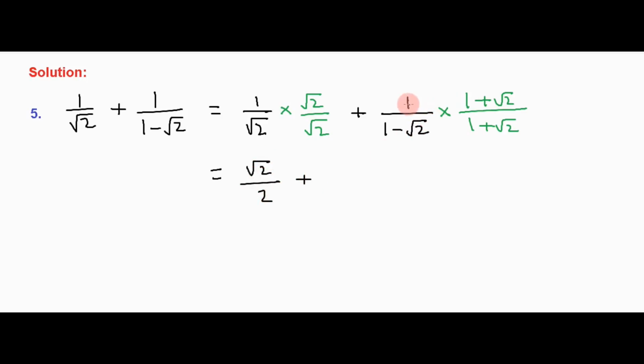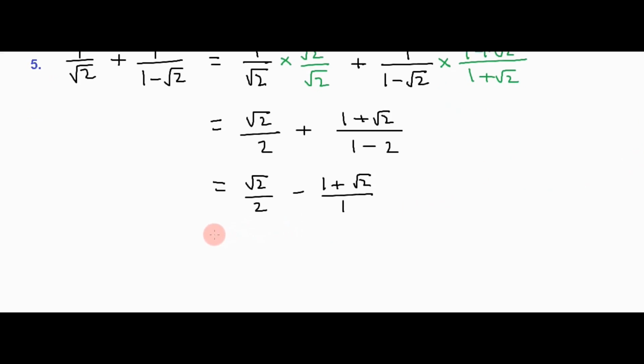Then in the second term, 1 times 1 plus root 2, and in the denominator, we have a difference of squares now. So it's going to be the first term squared, so 1, minus the second term squared, which is 2. So then we have root 2 over 2. And of course, 1 minus 2 is minus 1. And a minus times a plus is a minus. So it's 1 plus root 2 here over 1.